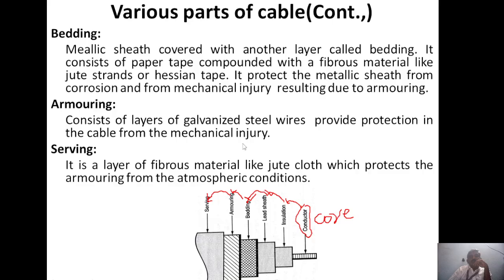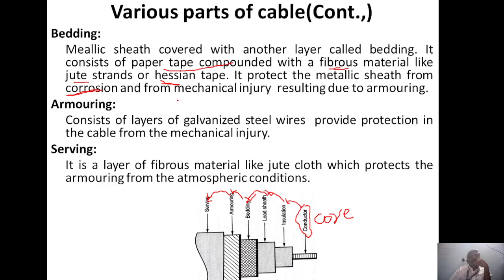The next part is bedding. After the metallic sheath there is another layer called bedding. It consists of paper tape surrounding the lead sheath. The tape may be compounded with fibrous material like jute or hessian tape. It is used to protect the metallic sheath from corrosion, because the cable is laid in the earth, which may affect the cable insulation. To avoid mechanical injury or corrosion, the bedding is a very important part.